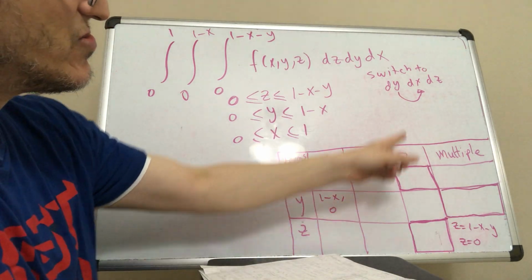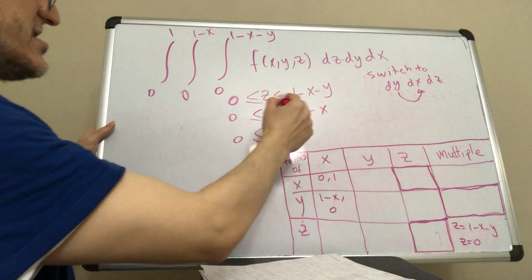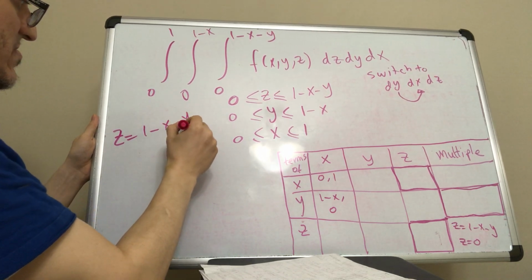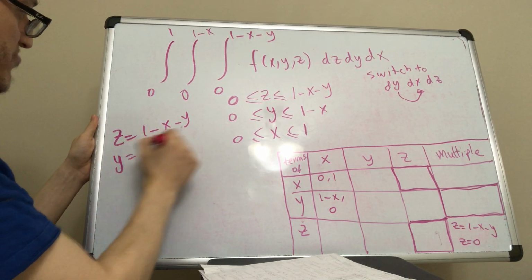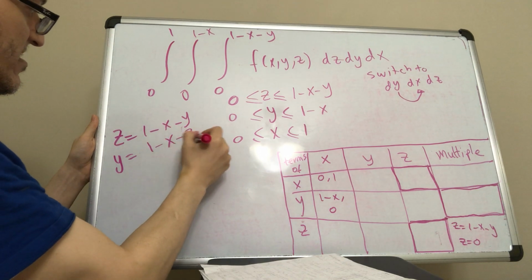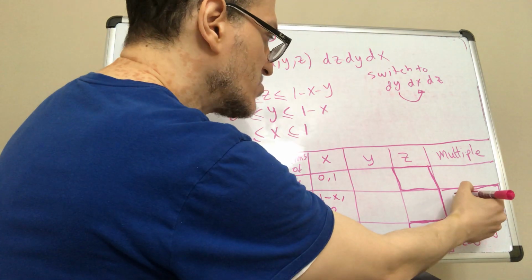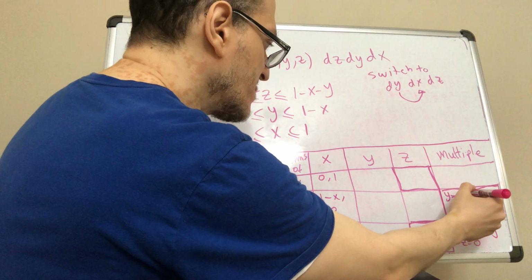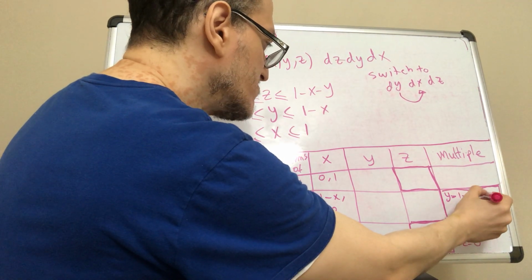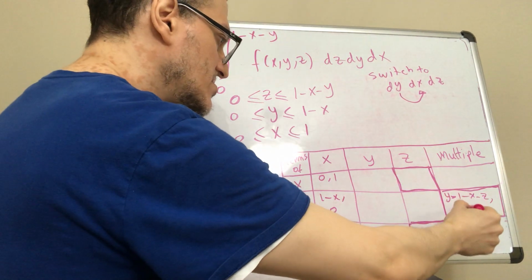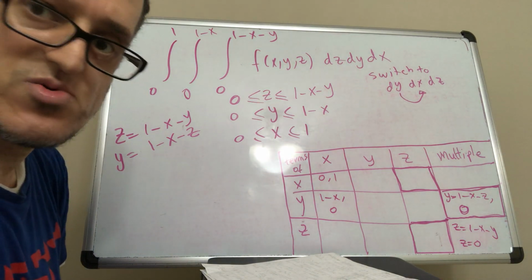Let's start with y in terms of multiples. If I take this equation and solve for y, bring the x over, bring the z over, it'll be 1 minus x minus z. So I know that y in terms of multiples would be 1 minus x minus z, and y can go down to 0. So it would be 0, the lower limit.